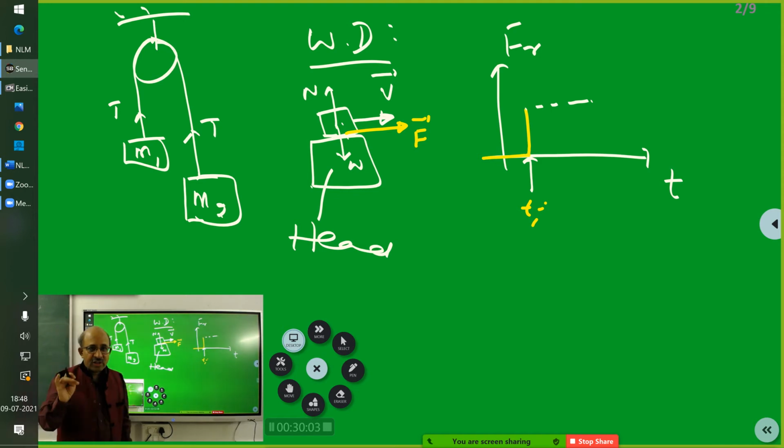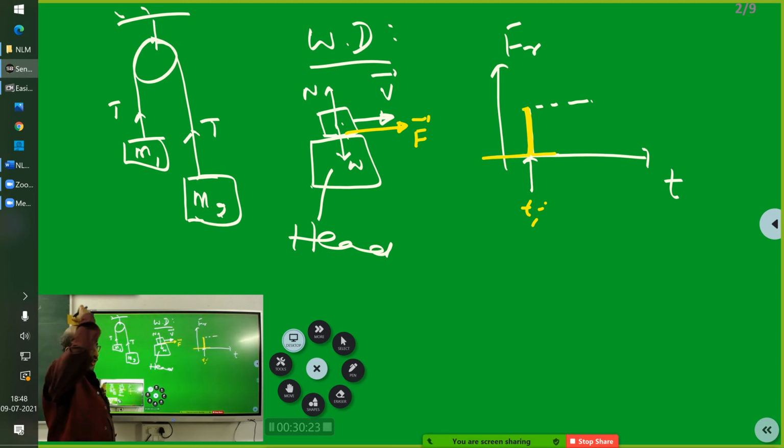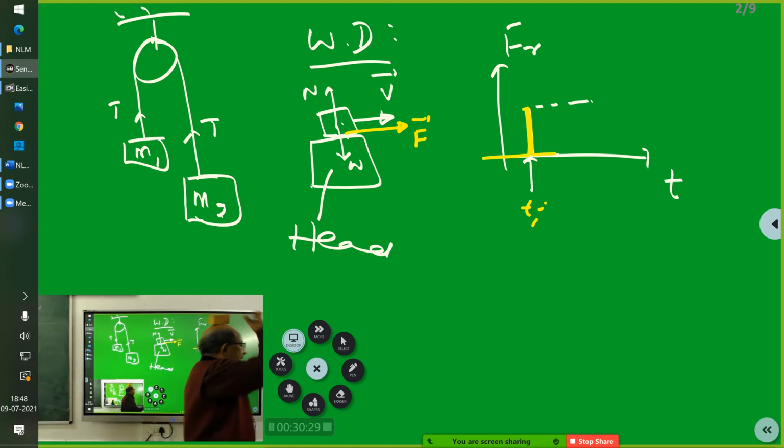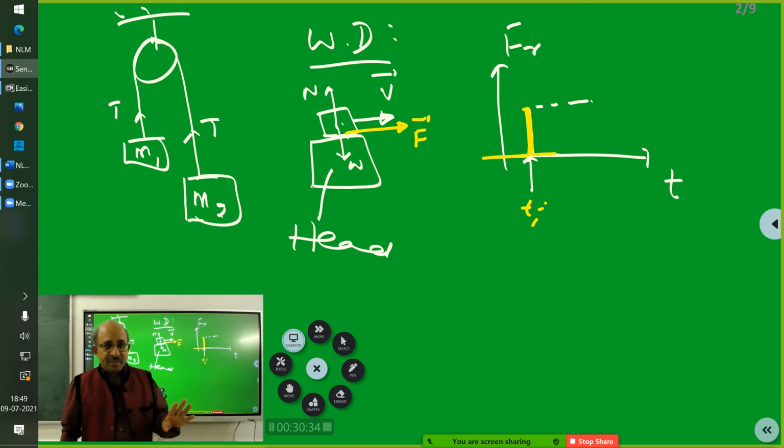All of you understood the question? So at the instant when my head moved, there was friction. And afterwards, this friction vanished. This friction was there for a very short duration of time, only at the instant my head moved. But once my head moved and I started moving, the friction vanished. Do you agree?